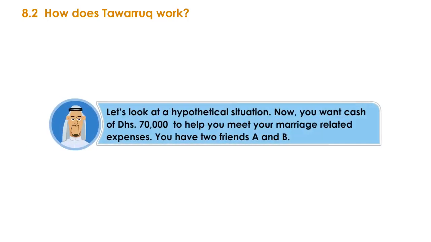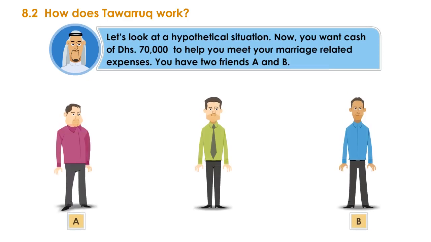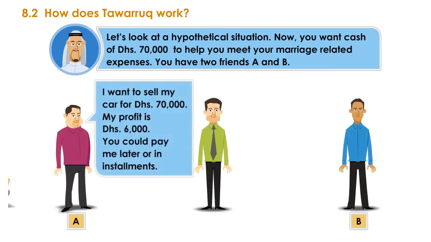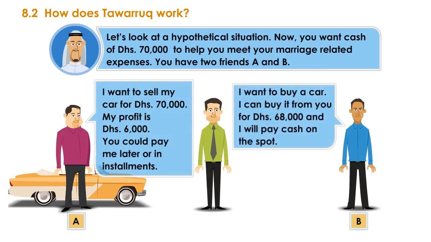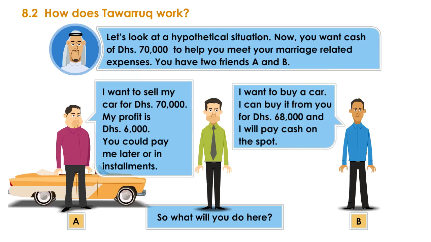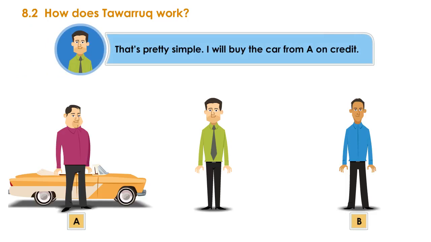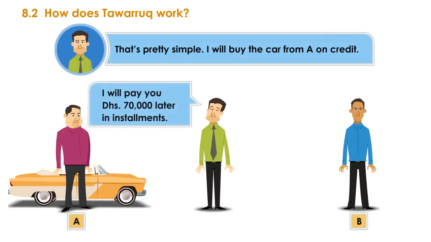Let's look at a hypothetical situation. Now, you want cash of 70,000 dirhams to help you meet your marriage-related expenses. Let's say you have two friends, A and B. Well, that's pretty simple. I'll buy the car from A on credit. I will pay you 70,000 dirhams later in installments.